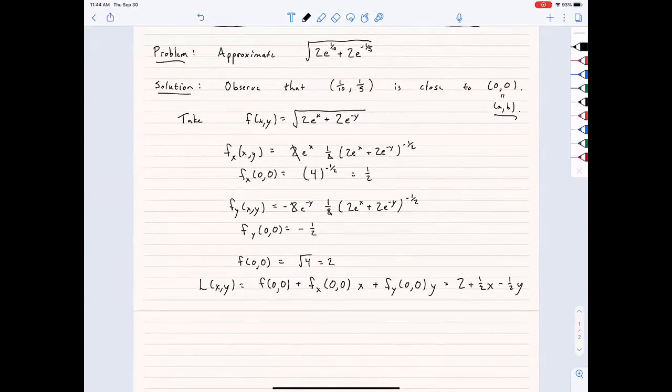And then if you put this in, now we're approximating this. So we're going to approximate this at the point here. This is the (x, y) that we're going to feed into our linear approximation. So L(1/10, minus 1/5) is going to be equal to 2 plus 1/20 plus 1/10, which I have as 39/20, which is slightly better than 2. 1/20 better than 2.